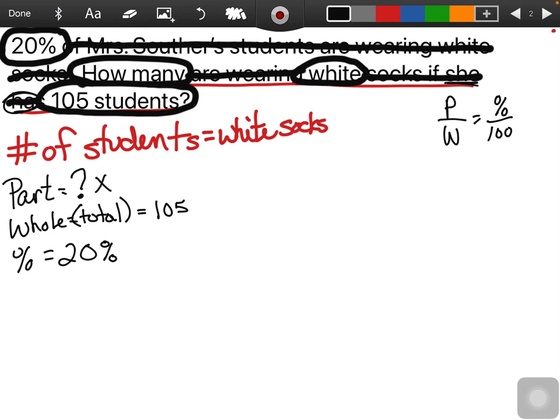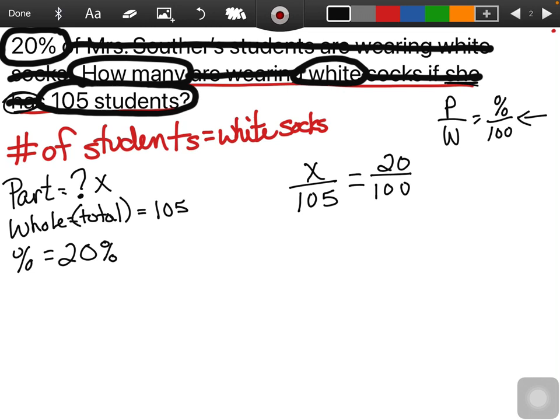Let's put them in the right order now that I know my formula and what they are here on the left. I can fill in my formula with what I know. Part over whole. I don't know what the part is, so I'm going to use the X over whole, my whole is 105, equals the percent, 20, over 100. I don't have to write down the 100 because this 100 is a constant. What I'm doing is changing the percent from a percent to a fraction, and the fastest way to do that is to put it over 100.